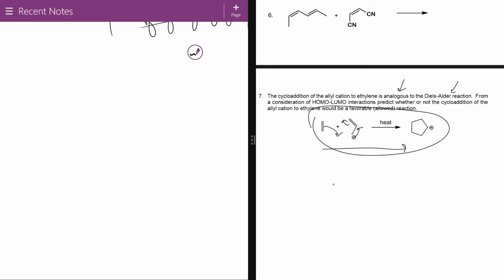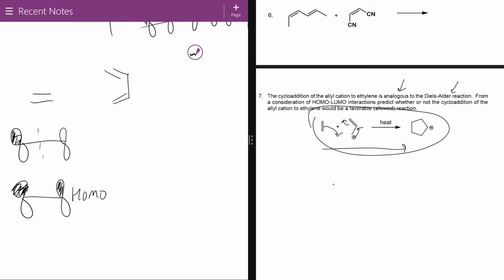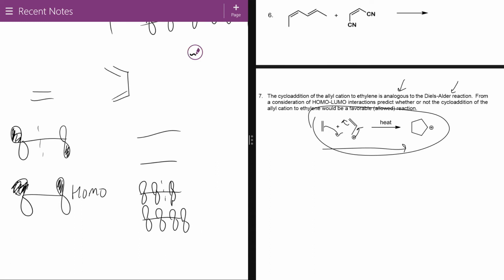So in Diels Alder, in the lecture, he talked about HOMO-LUMO interactions. And that's actually the HOMO of your dienophile interacting with the LUMO of your diene. So our diene looks like this. That's the HOMO. This would be the LUMO, by the way. And our diene has these 4 energy levels. Why is this happening?